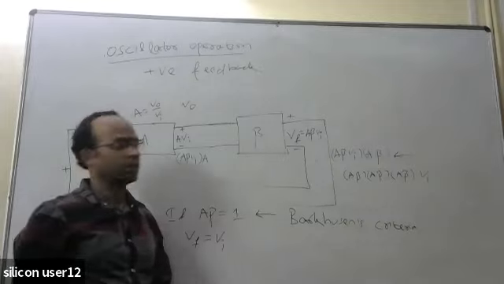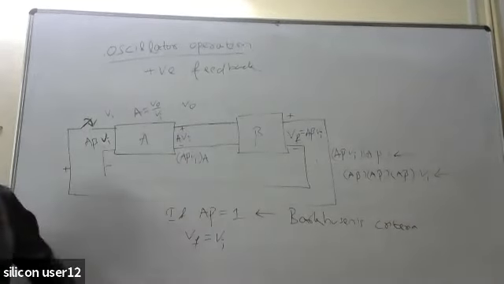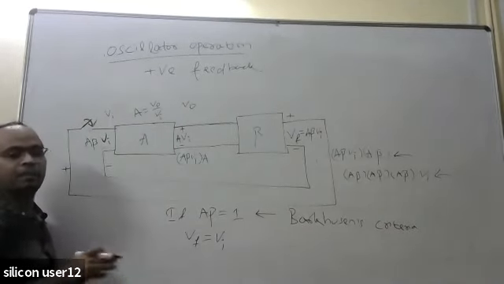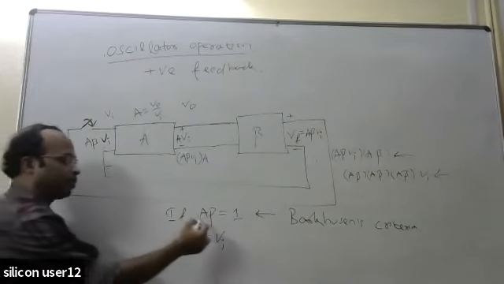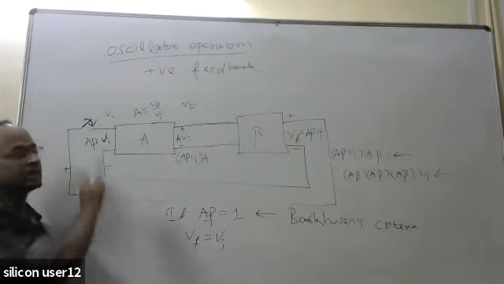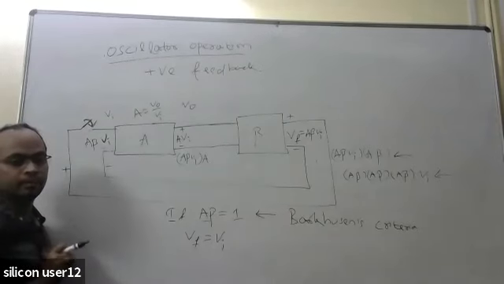During the third iteration, it will come to this much. So the point is that in each iteration, it is increasing by a factor of A beta. Now, if you maintain this A beta equal to 1, then your VF equals VI. So initially, whatever small signal there was, that signal level will be maintained.